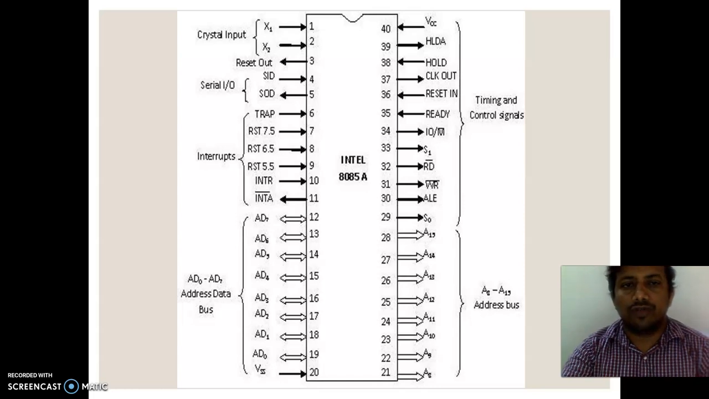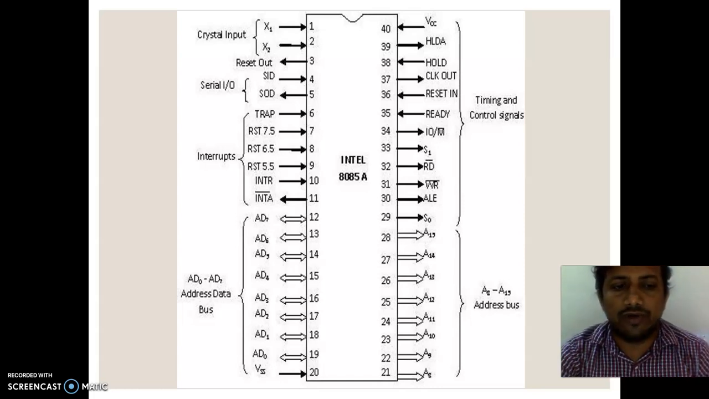This is the pin configuration of the 8085 and how the pins have been classified into different categories. It has been shown here: the address bus and data bus is one category; then the interrupts and serial communication, IO ports, crystal inputs, and timing and control signals. Along with this, some of the power supply lines are also shown here.